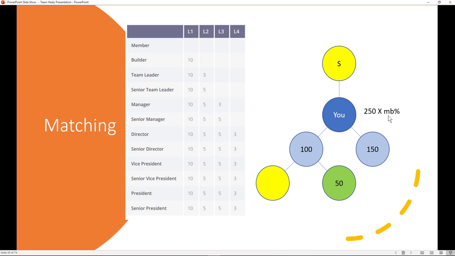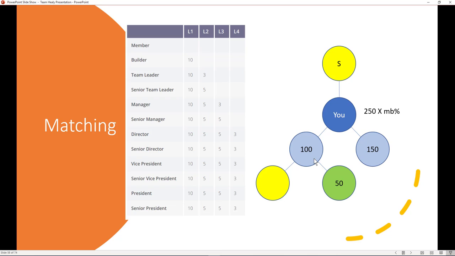And here it is. What this means is as a member, you don't earn any matching whatsoever on level 1, level 2, level 3, or level 4. When you become a builder, and we'll talk about what all these mean in a minute, you earn 10% of level 1.